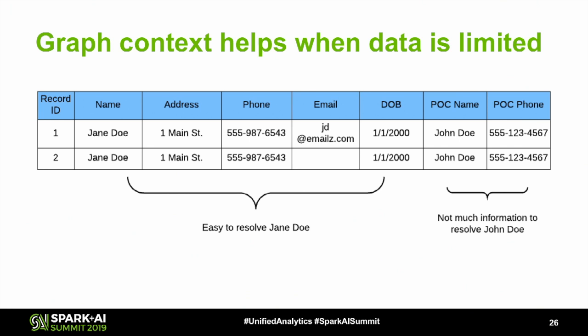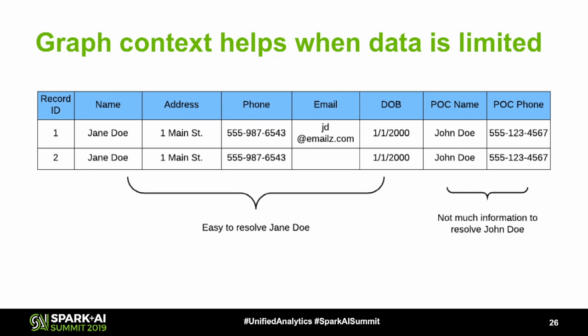And in these two rows, what you can see is it's really easy to resolve across the, what I'll call, applicant. They have a lot of identifying information, right? The name's the same, the addresses are the same, the phones are the same, date of birth. So with really a simple algorithm, you could easily resolve Jane Doe in this case. But what about the points of contact? They have the same name, and they have the same phone, but is that enough to really confidently allow us to resolve them together? Some might say yes, but probably not.